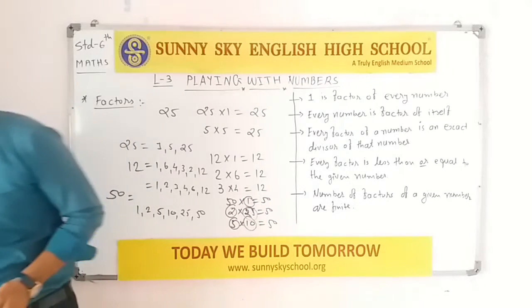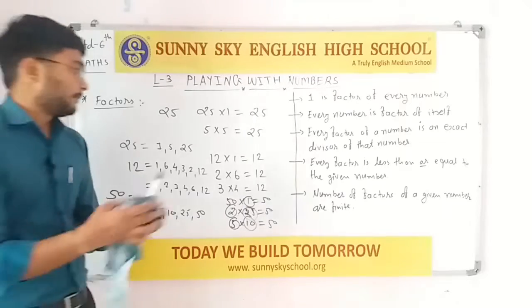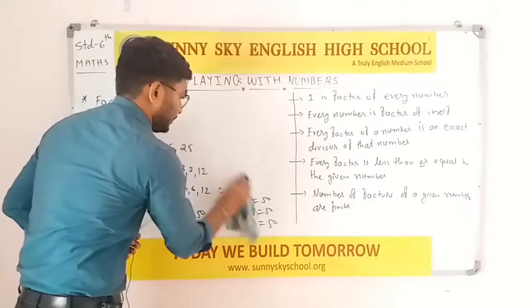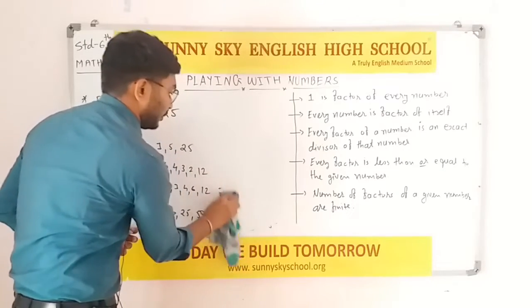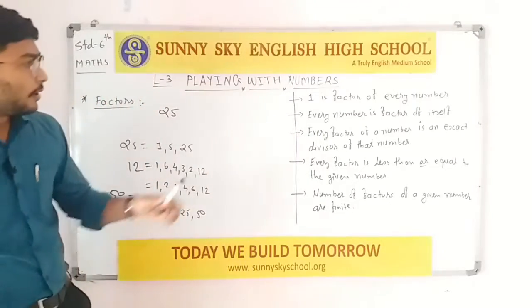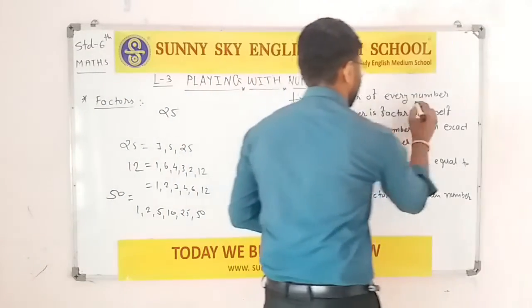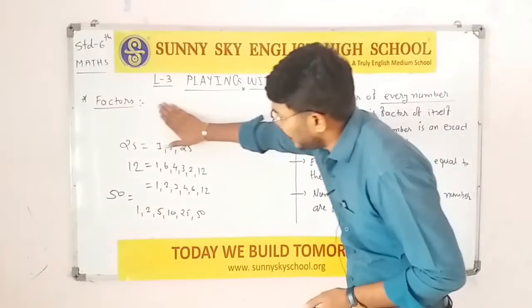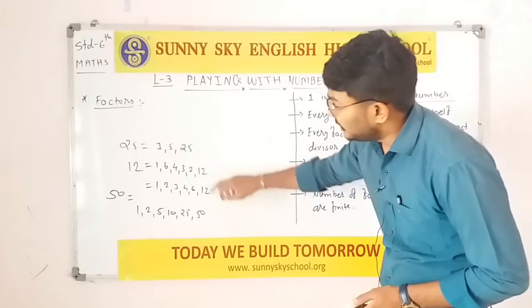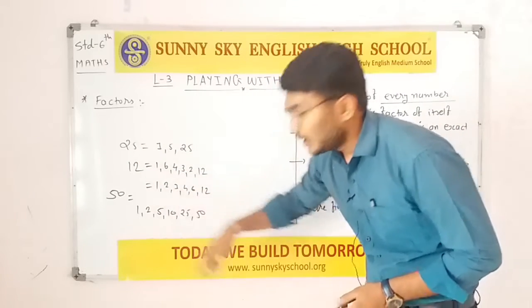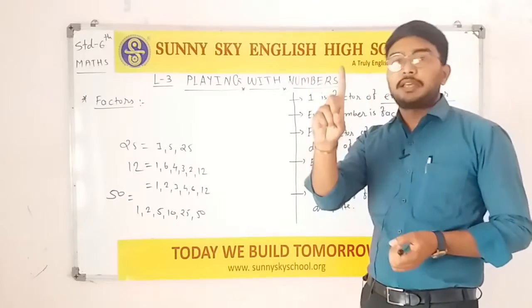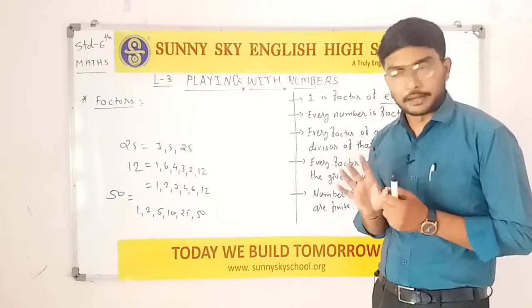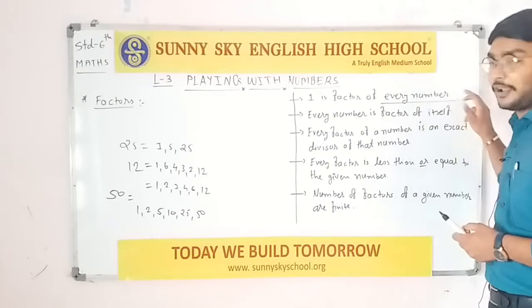Now, according to these factors, we have some conclusions about them. I have written them all here. The first thing is that 1 is a factor of every number. If you take any example, in each case 1 is there. If you find the factors of any number, 1 is always there. It means 1 is a factor of every number.